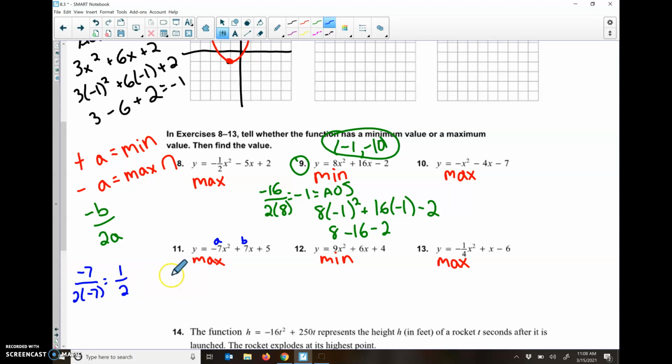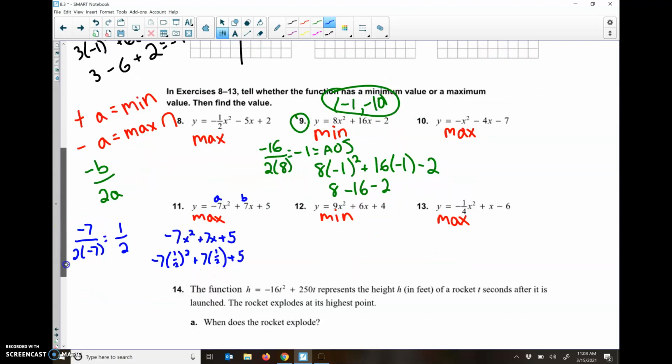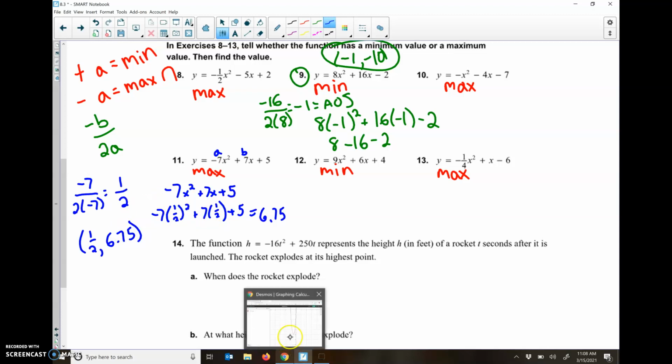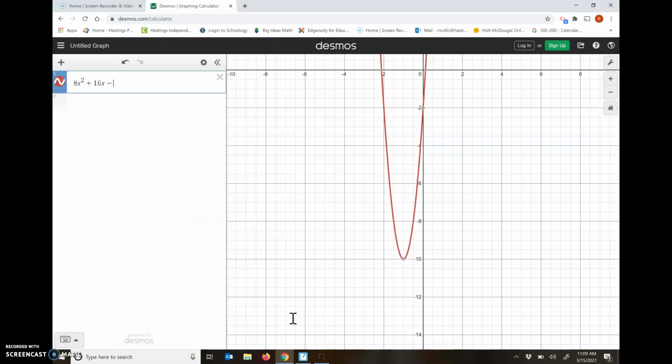Okay, so we're going to have to do a little bit of math here. This one will actually end up being a fraction. So negative 7x squared plus 7x plus 5. So I have negative 7 times 1/2 squared plus 7 times 1/2 plus 5. So if we do the math here, this will end up equaling 6.75. So that means my axis of symmetry is 1/2. The y on my vertex is 6.75. If you don't trust me on the math, you can go ahead and do that, but I already did it before this. And now let's plug that into the calculator and make sure that it is 1/2, 6.75.